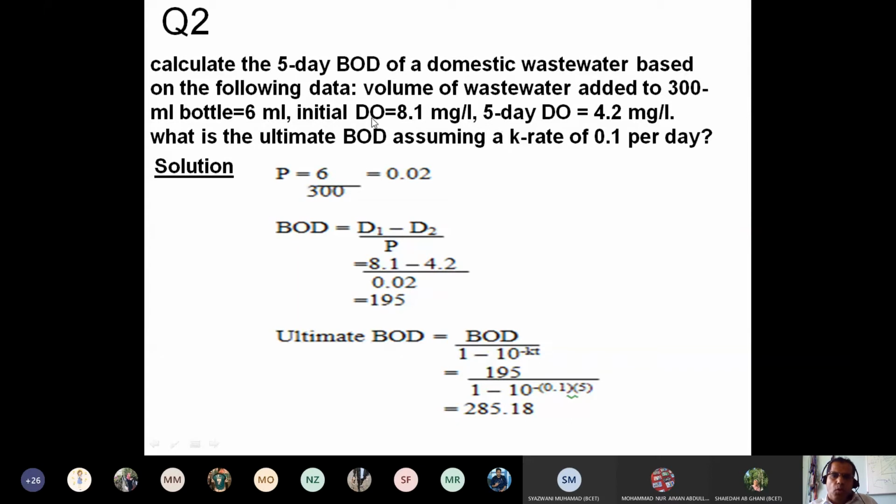And D1 initial 8.1 after 5 days became 4.2. What is the ultimate BOD assuming a K rate of 0.1 per day? So here P will be 0.02, BOD will be 195. Ultimate BOD will be BOD divided by 1 minus 10 to the power minus KT. This K is given to you here, time 5 days. So you will get 285.18, and also the same unit, milligram per liter.